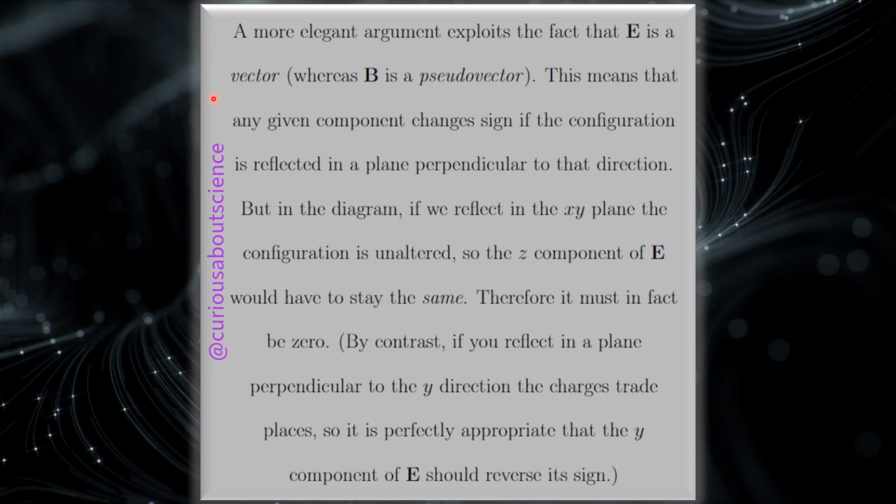So this means that any given component changes sign if the configuration is reflected in a plane perpendicular to that direction. But in a diagram, if we reflect the xy plane, the configuration is unaltered. So the Z component of E would have to stay the same. Therefore, it must in fact be 0. By contrast, if we reflect in a plane perpendicular to the y direction, the charges trade places, so it would be perfectly appropriate that the y component of E should reverse its sign.